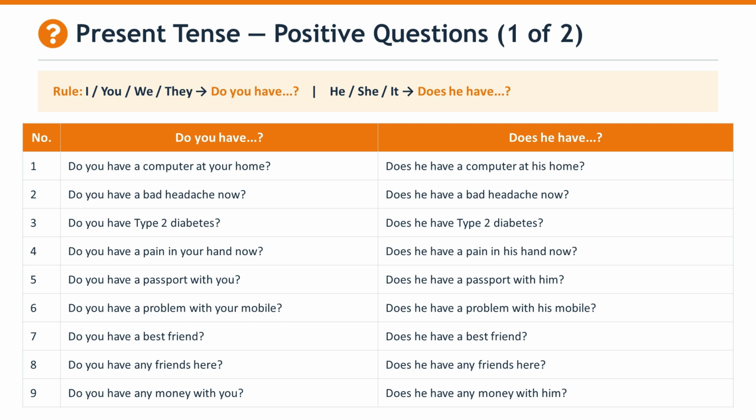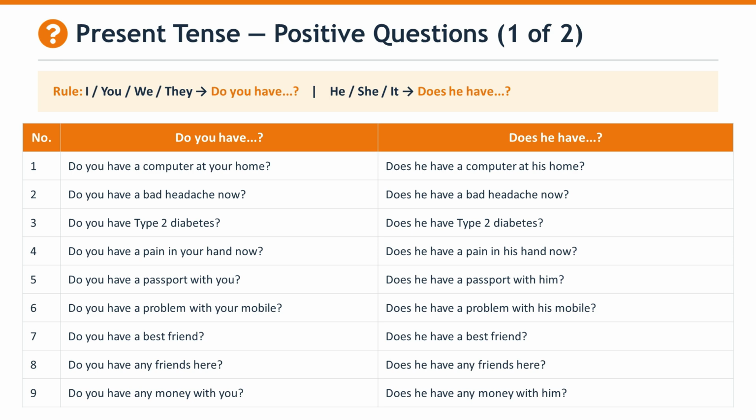Now let us learn how to ask positive questions using the verb to have. The rule for forming questions is as follows. For I, you, we, and they, we start the question with do. So it becomes do you have. For he, she, and it, we start with does. So it becomes does he have. Again, notice that we use have after does, not has.